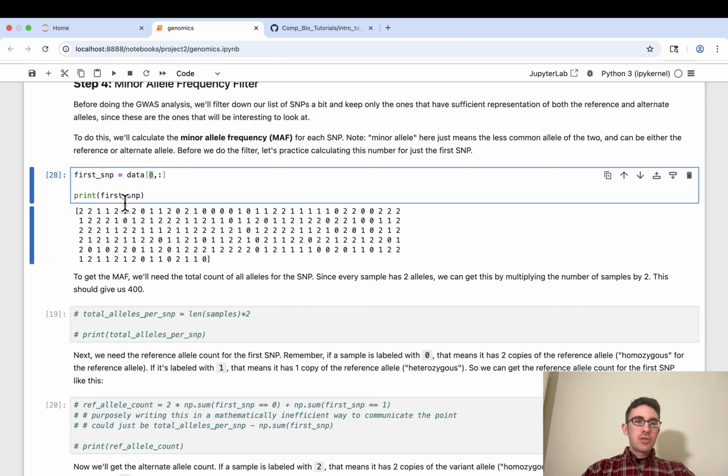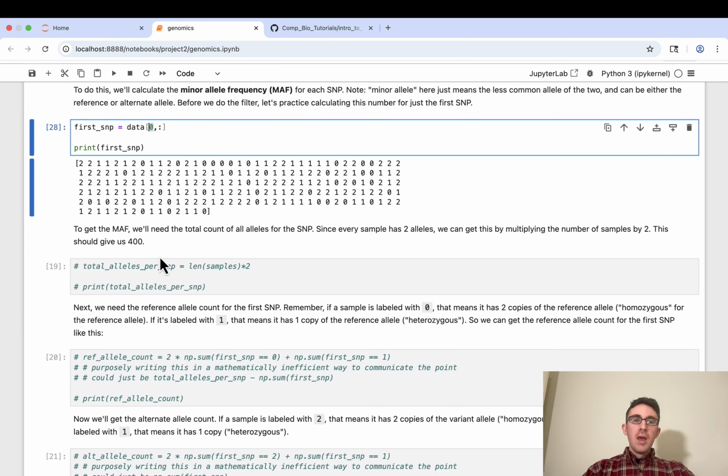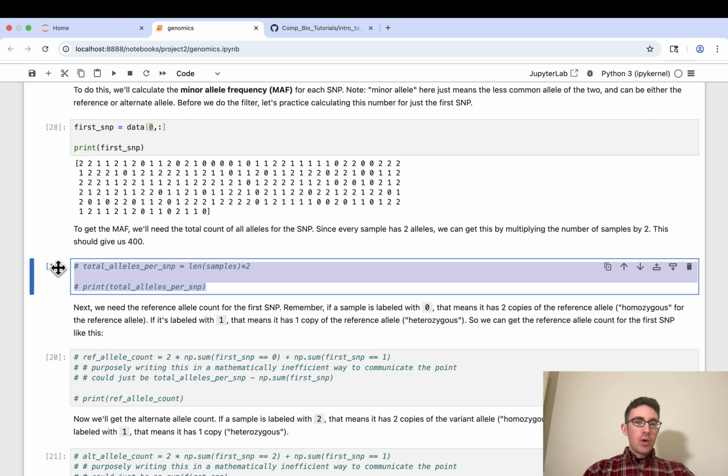And yes, this looks good. We now have our first SNP stored in this array here. And then the next thing we're going to do for calculating the minor allele frequency is calculate the total allele copies we have for each SNP.